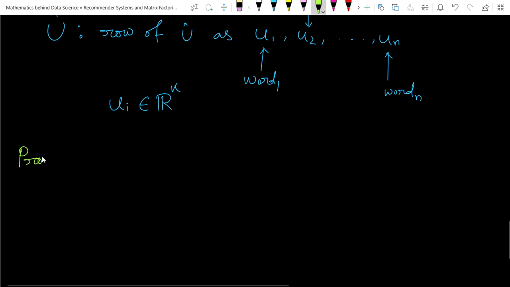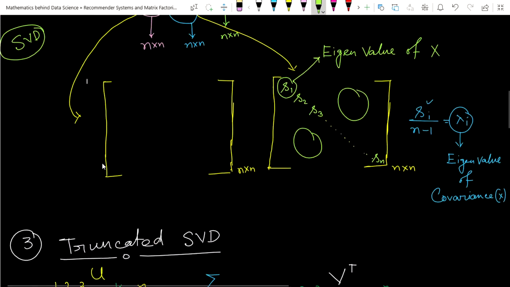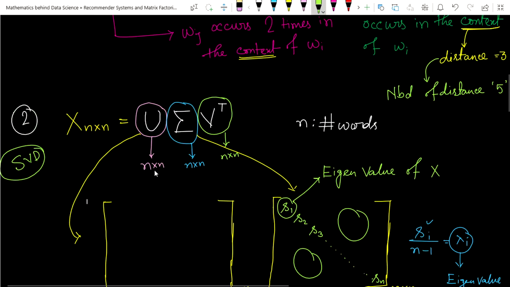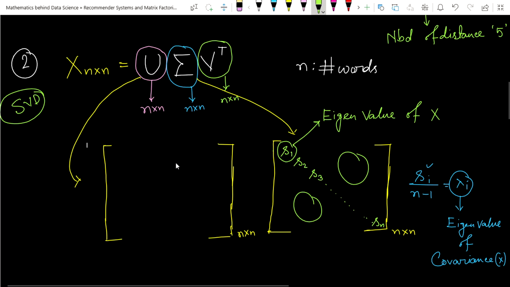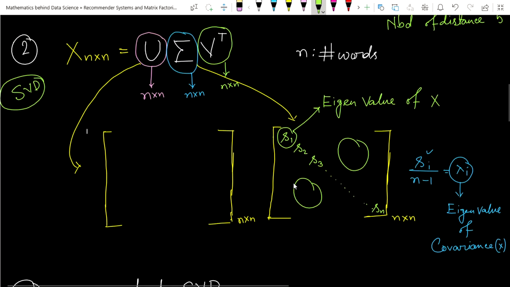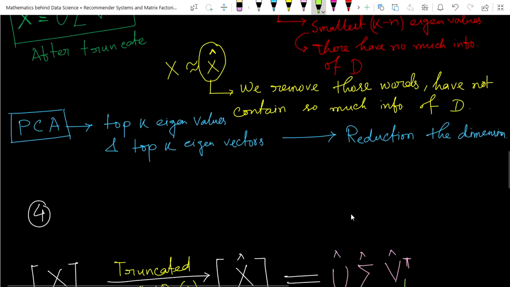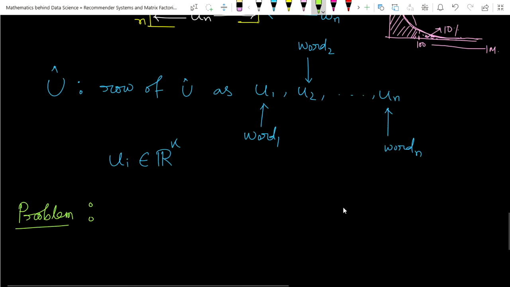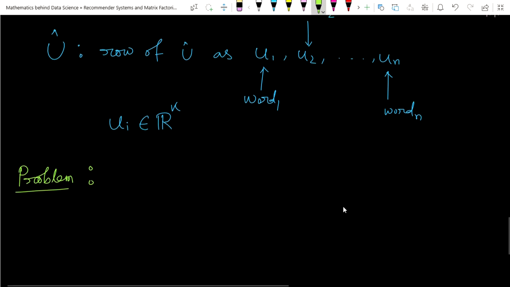Now there are some problems also, as always. The problem is the co-occurrence matrix that we got. After factorization, we find the eigenvalues for this co-occurrence matrix, then we remove the eigenvalues which are the smallest ones. So the main problem is to find the eigenvalues of this millions cross millions, meaning billions of dimensions, matrix. That is the main problem.